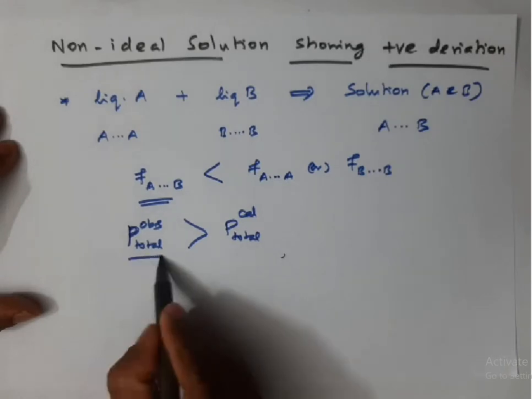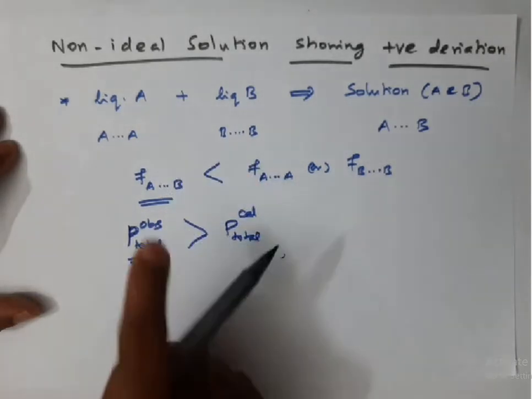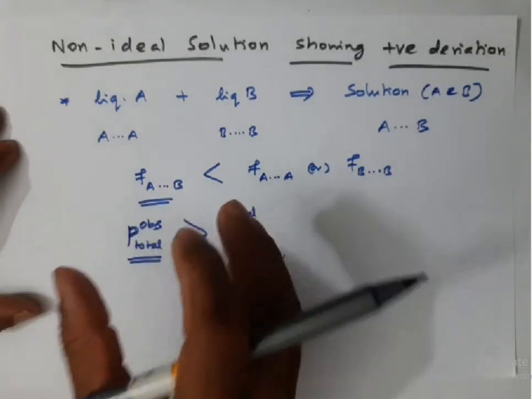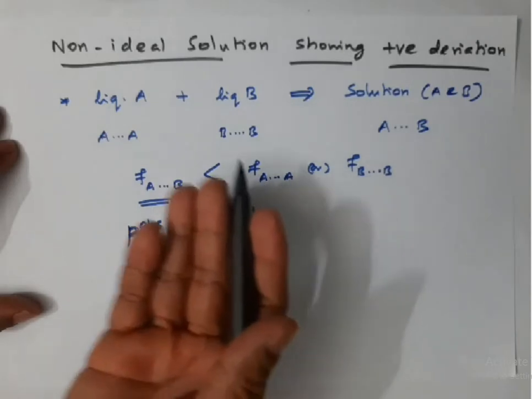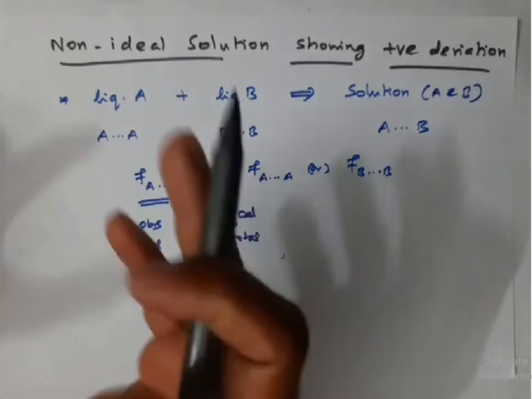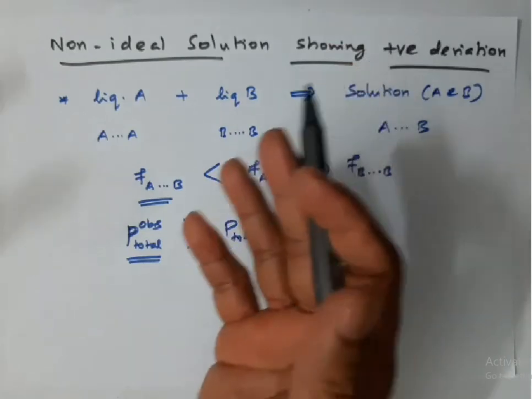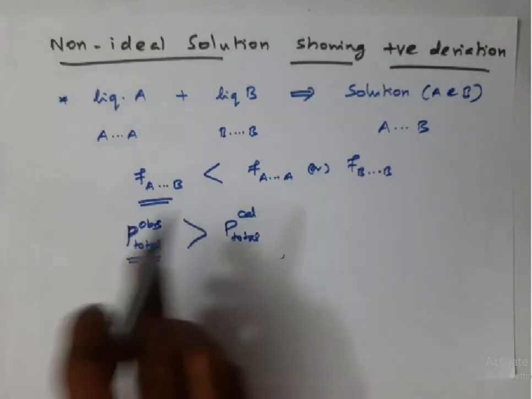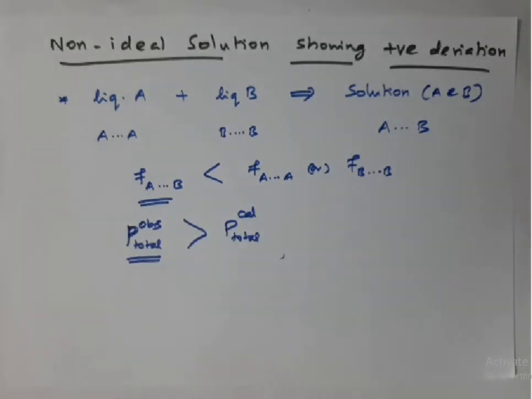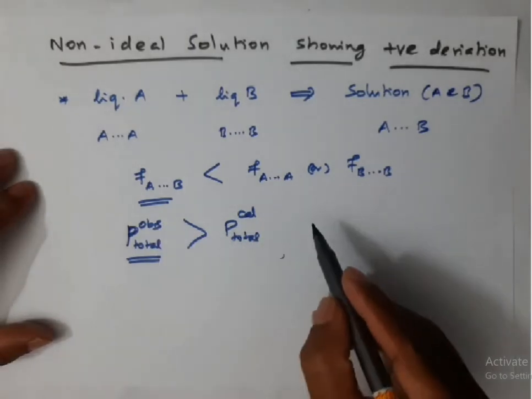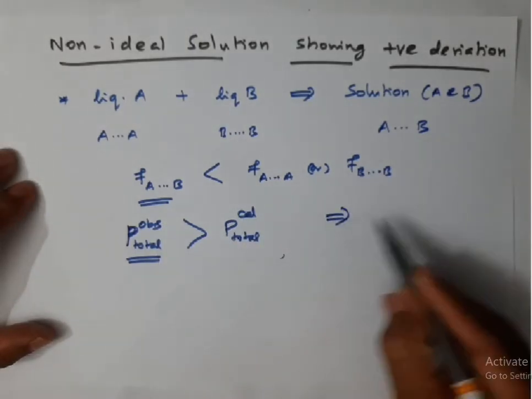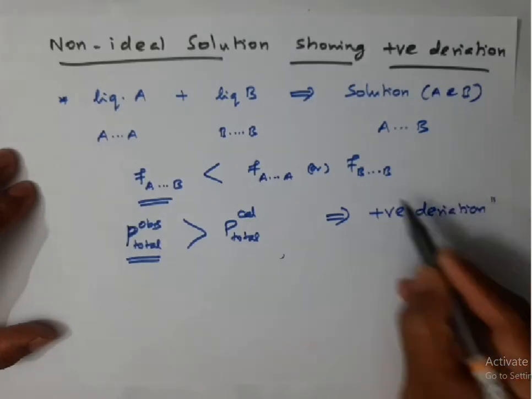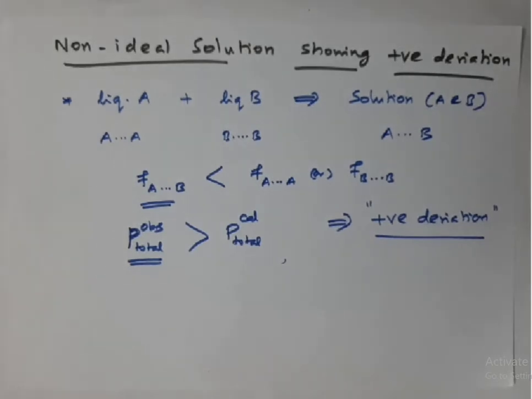Why is the observed pressure greater? Because the force of attraction between AB in the liquid phase is weak. If the force of attraction is weak, then molecules will go to the vapor state. So more molecules will come to the vapor state. Therefore, vapor pressure increases, and the observed vapor pressure will be more than the calculated vapor pressure. Then we call this type of solution a solution showing positive deviation from Raoult's law, or positive deviation from ideal solution.